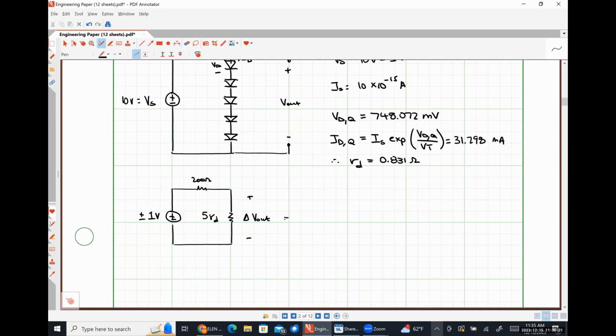So how am I going to analyze this circuit? Why is it taking you so long to realize that's a voltage divider?